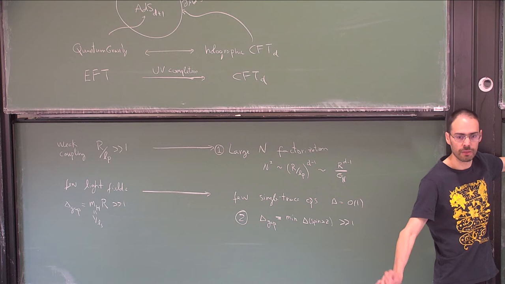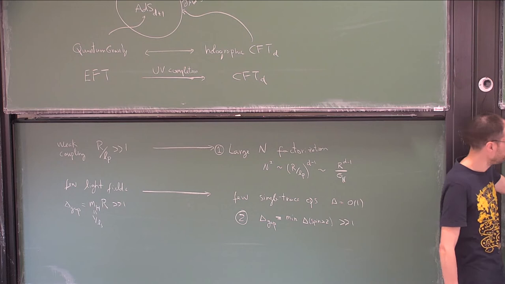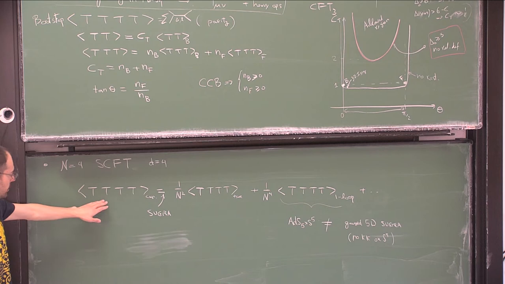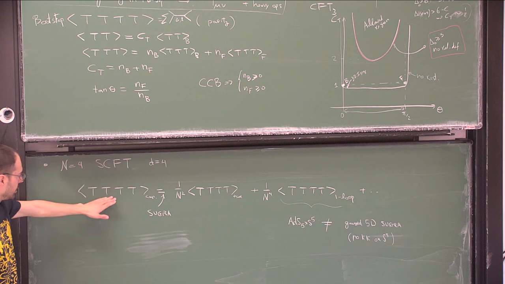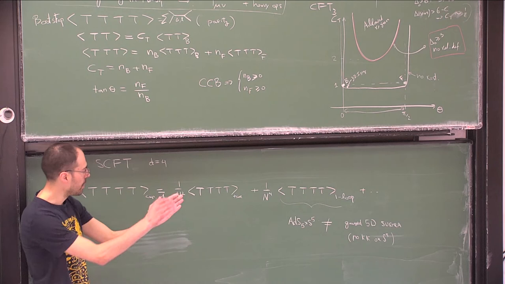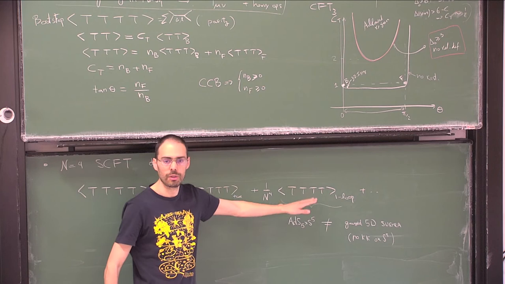So in principle, one could exclude that using the bootstrap, because I guess the first people that studied this were Beem, Rastelli, and van Rees. They did this bootstrap precisely for the N=4 theory in 4 dimensions. And in principle, you can be very careful by expanding the allowed region in bootstrap results in 1 over N squared and 1 over N to the fourth, and try to see if you can exclude this difference here. But not yet.